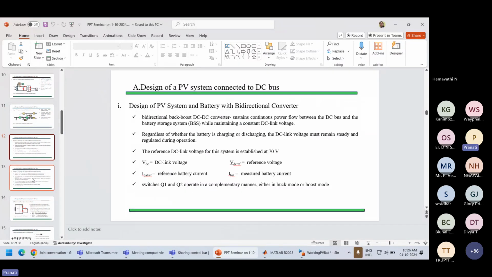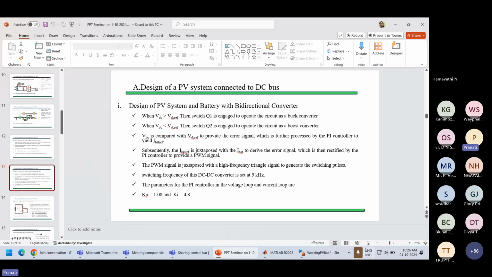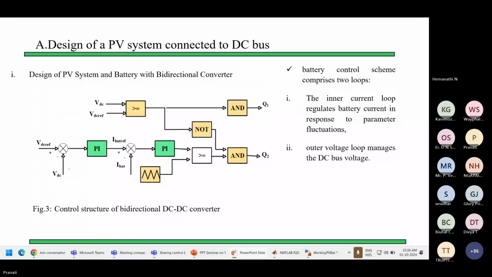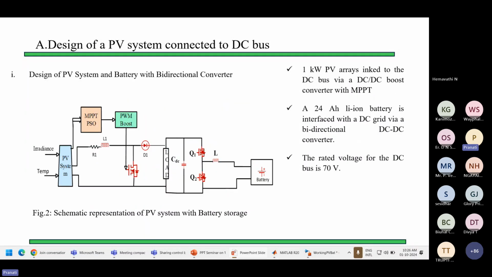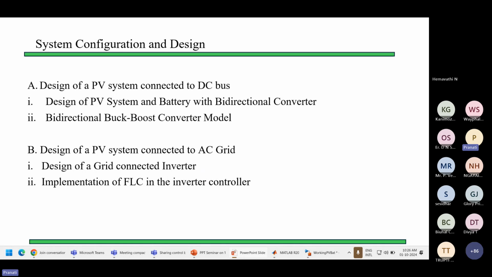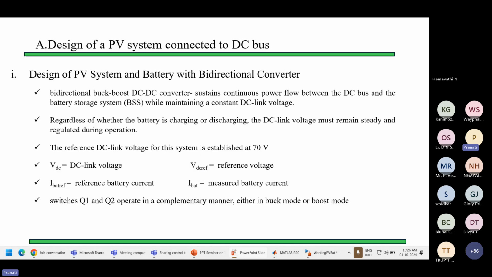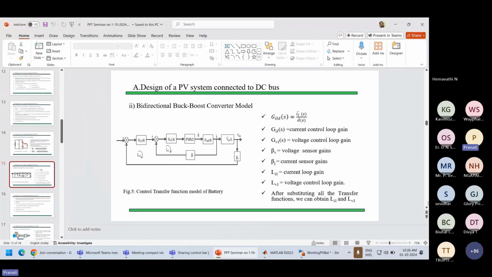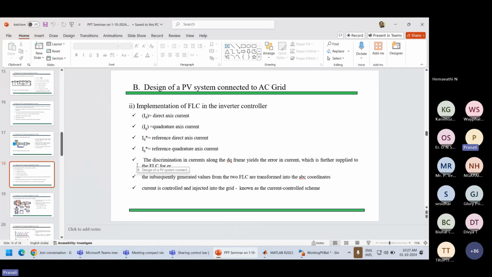This control strategy has been identified. This is the same control algorithm. This is the bidirectional converter; we started from the system configuration and design. This was the bidirectional converter model. Okay, that's all. If we get another session, we will try to consider the PSO algorithm or something else.